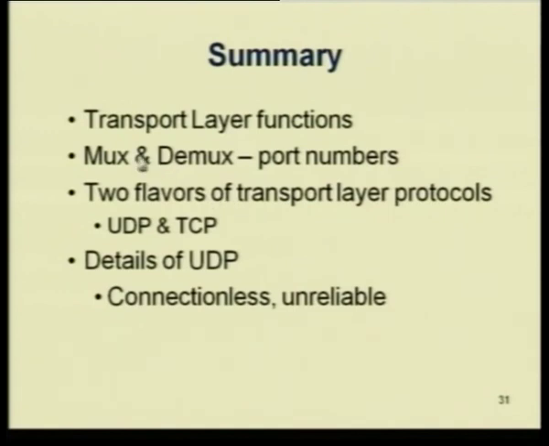To summarize, what we have looked at today are the functions of a transport layer. What does a transport layer do? What are its desired functions and what is its primary function? The primary function of a transport layer, we said, was the mux and demux operation, or multiplexing and demultiplexing, and this is done with the help of port numbers. We looked at two flavors of transport layer protocols, the UDP protocol, which is an unreliable protocol, and TCP, which is a reliable protocol. We also looked at details of UDP, which is a connectionless unreliable protocol.